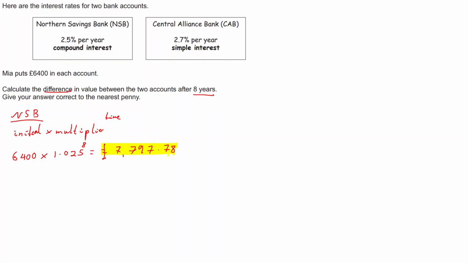There's that value. And then similarly, let's go and now compare it to the Central Alliance Bank, the CAB Bank, which is simple interest. So to begin with, I want to find 2.7% of my amount, which is £6,400. And again, 2.7% as a decimal is 0.027. 0.27 would be 27%.